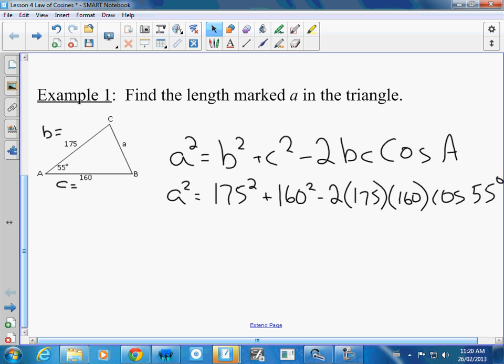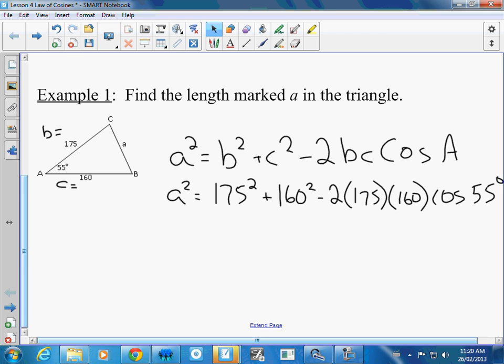Add and subtract. This is my recommendation to keep it organized: do the 175 squared, do the 160 squared, do all this multiplication. So the next line that you're going to write is going to have 3 numbers in it. The mistake that students make all the time is they add all this together, and then they subtract this, and then they times it by cos of 55. I see it all the time. They mix up this last step here.